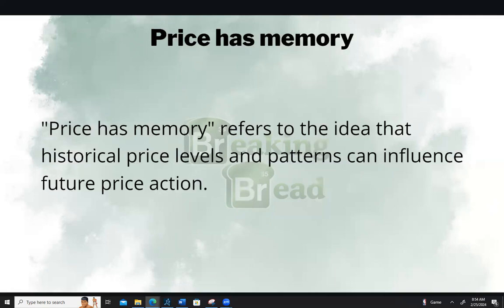All right, so price has memory. Price has memory refers to the idea that historical price levels and patterns can influence future price action. Now, this concept is based on the belief that traders and investors remember past price levels and react to them when making trading decisions. So you always want to make sure, I say this all the time, look to the left. See what price did in the past because there's a high probability it repeats itself until price tells you otherwise. Treat it as such.